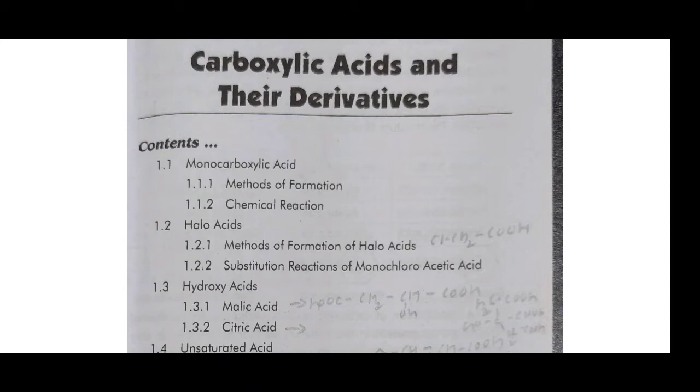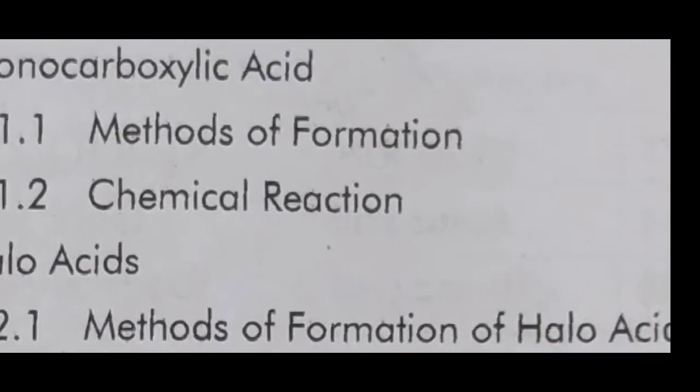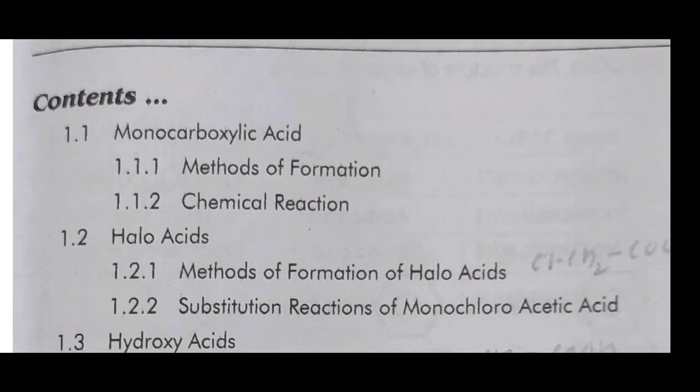This topic contains, first, the monocarboxylic acids. Mono means one; those organic compounds containing one COOH group are called monocarboxylic acids. Here we study the methods of formation of monocarboxylic acids and their chemical reactions. The second point in this topic is the halo acids.